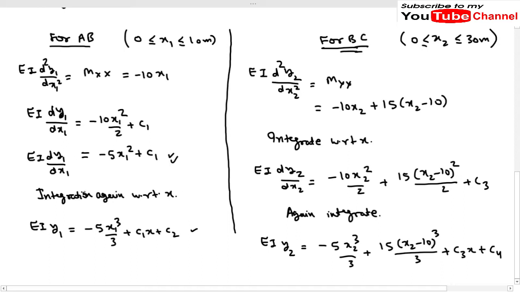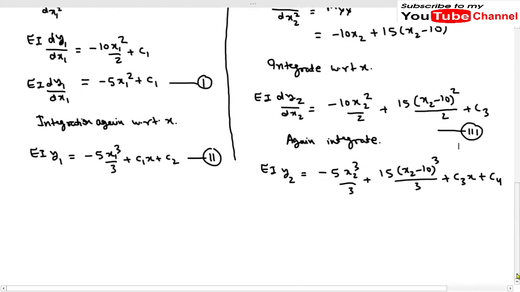So this is the first equation. Let me write it here for indication. This is equation number 1, this is equation number 2, this is equation number 3, and this is the last one, which is our equation number 4. Now we have to find out the values of these constants C1, C2, C3, C4. So we will use the boundary conditions. How are we going to use them?